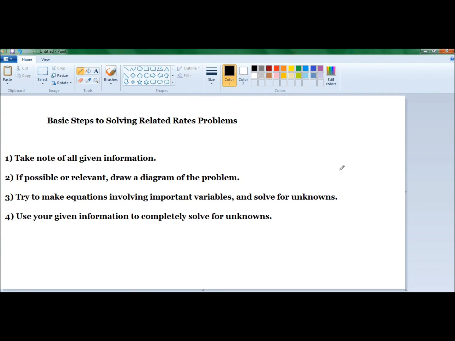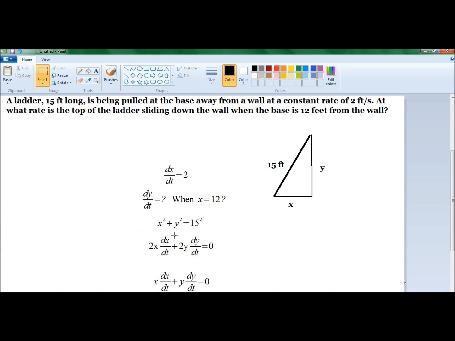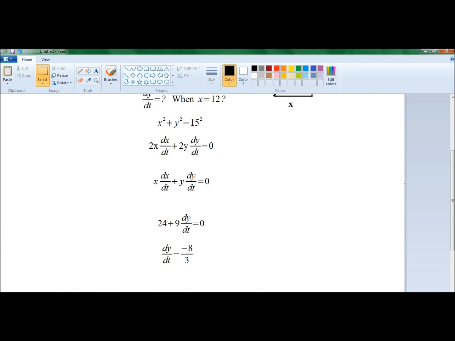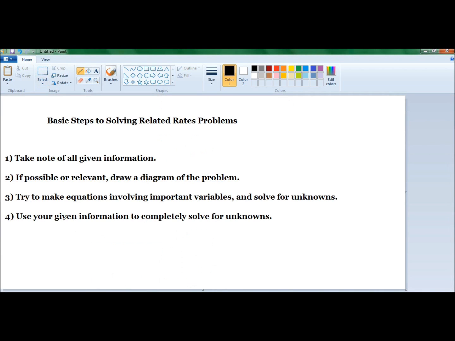So third, try to make equations involving your important variables and solve for unknowns, or at least isolate them, like I did here. And fourth, use your given information to solve for unknowns and essentially solve the problem.